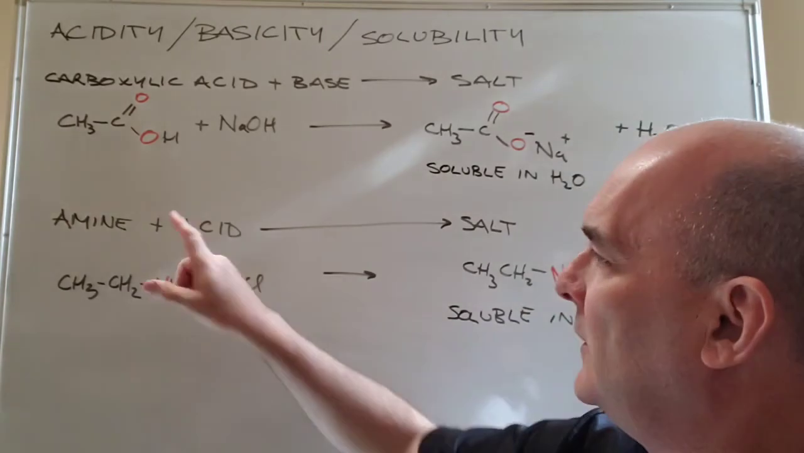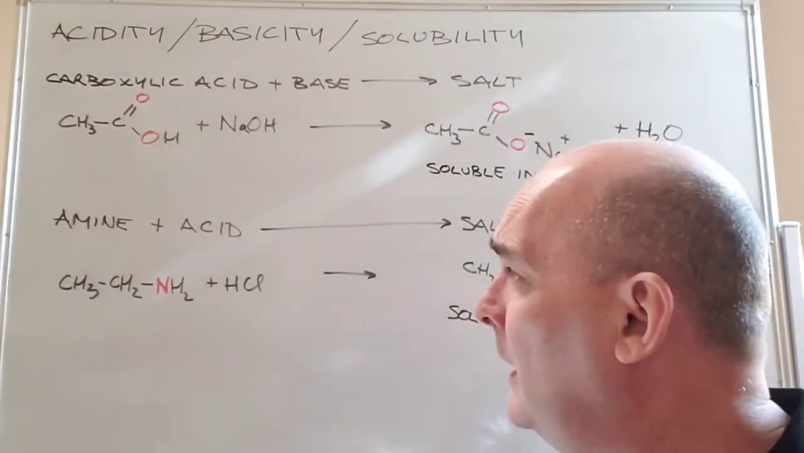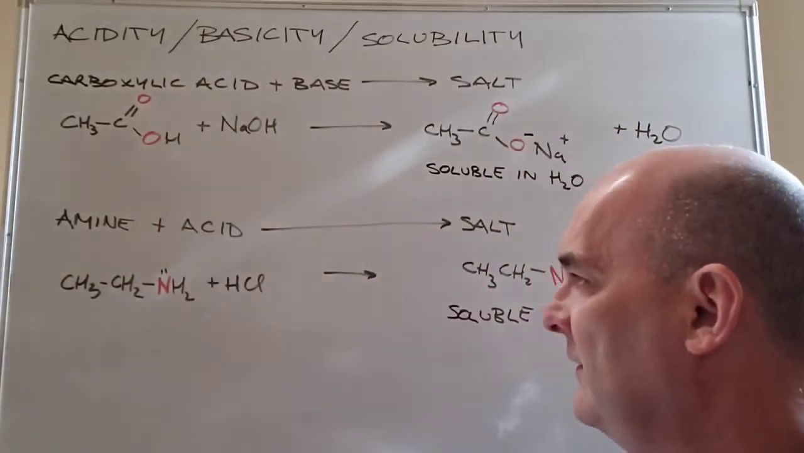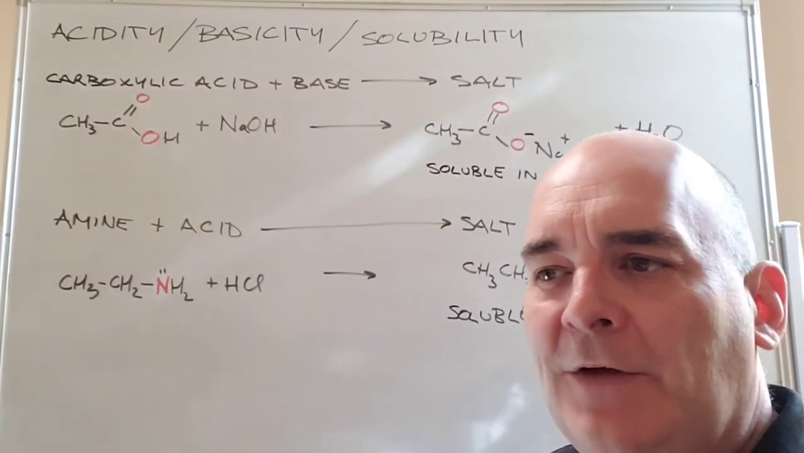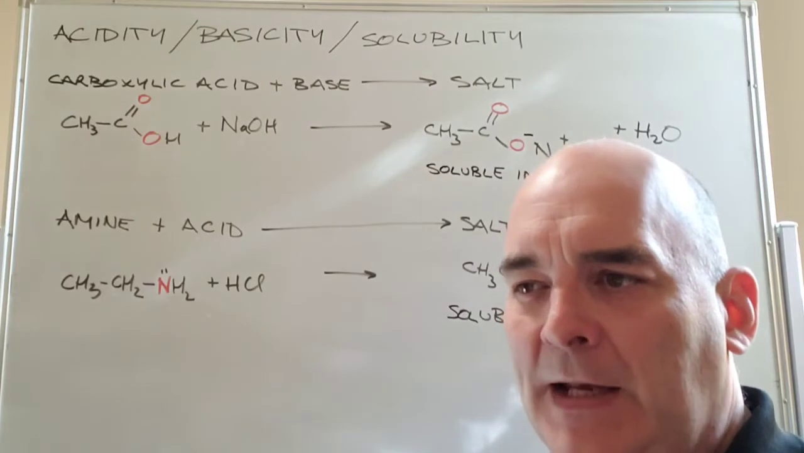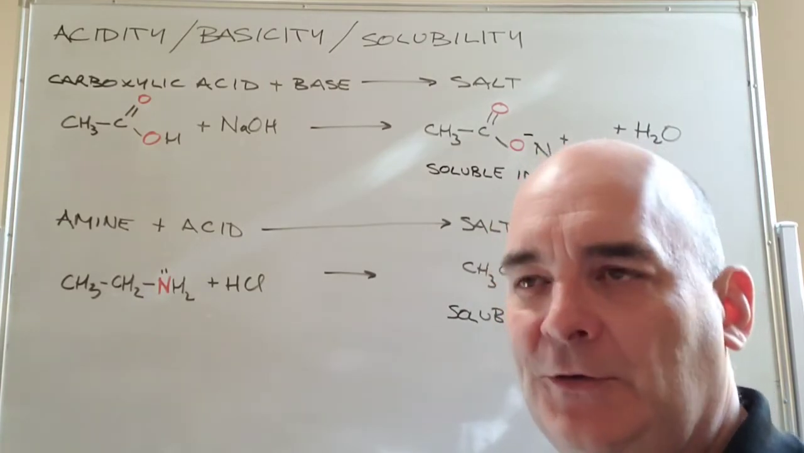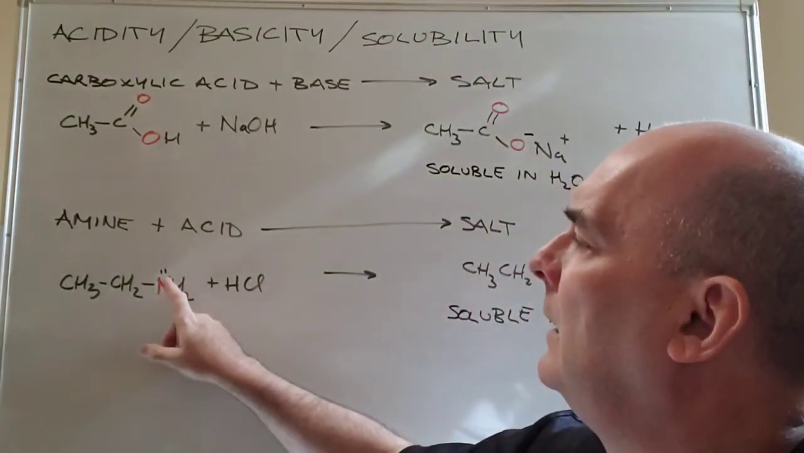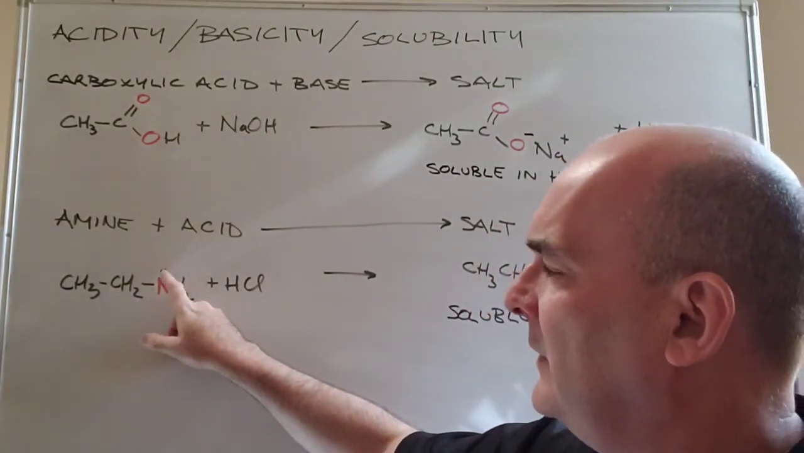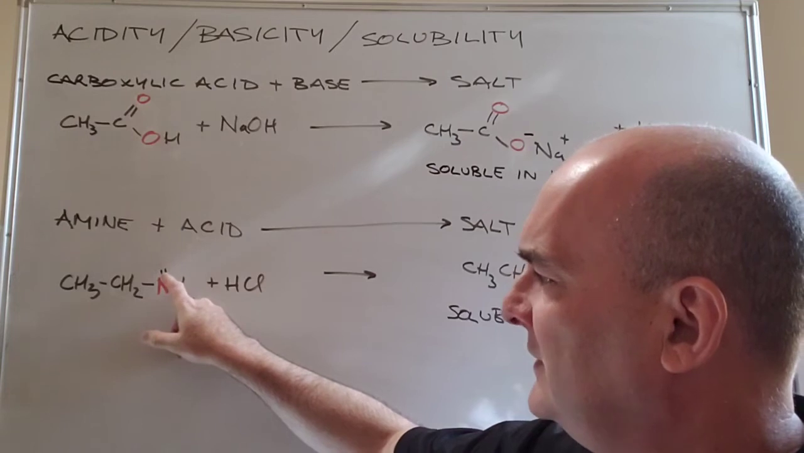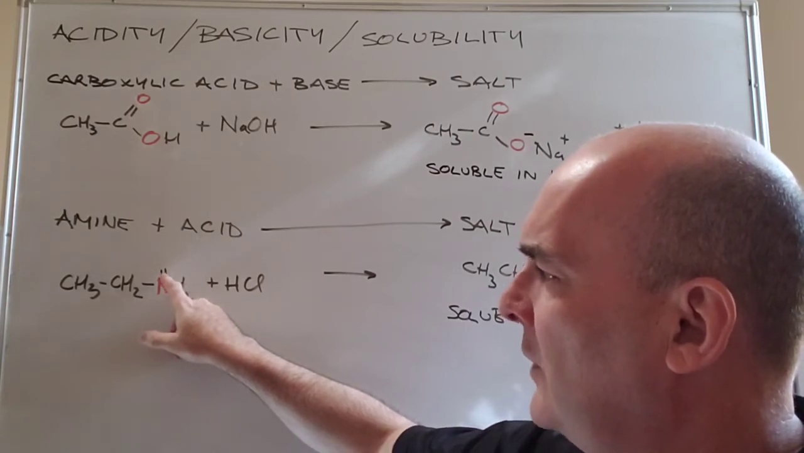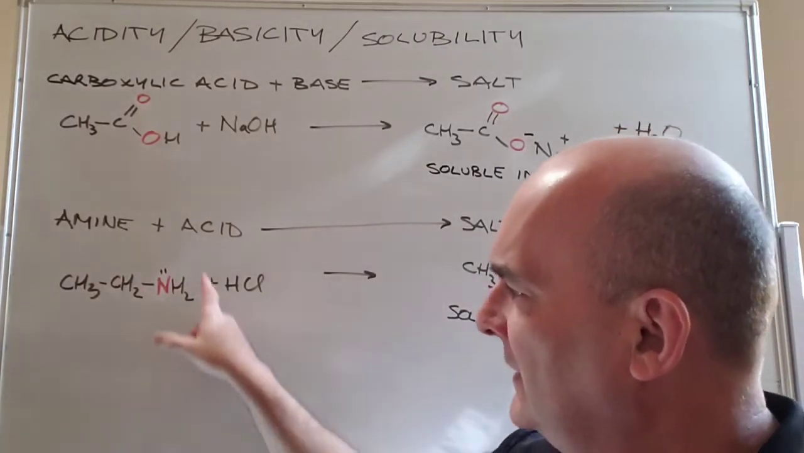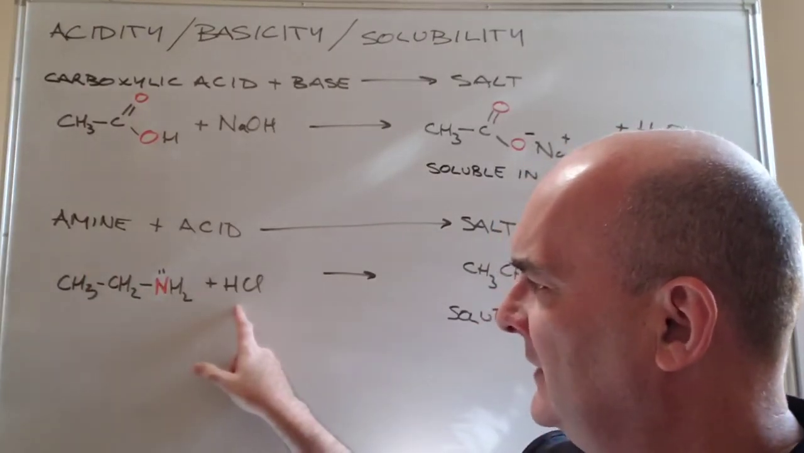Okay? Conversely, with the amine, amines are bases because they have a lone pair of electrons that they can give away. Our definitions of acids and bases: an acid is anything that puts H plus into solution. A base is anything that takes H plus away. The Lewis definition of a base is an electron pair donor. Well, there's the electron pair right there. So this is a base, and it's going to react with an acid.